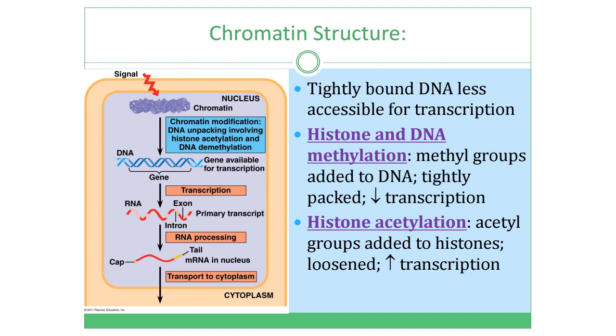So how do we make DNA more or less available depending on the tightness of the winding? We can modify histones. So remember that histones are the proteins that the DNA is wrapped around in chromatin. You can add methyl groups to DNA, which causes it to more tightly wind up and makes it less available for gene expression or for transcription. You can also acetylate DNA, which causes the DNA to loosen up and makes the genes more available.